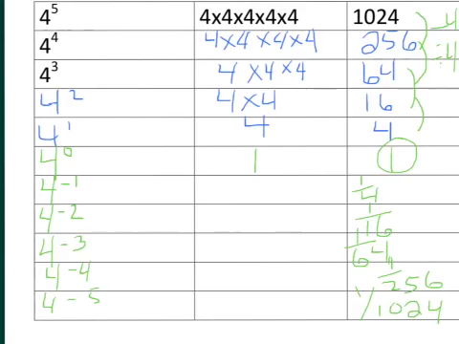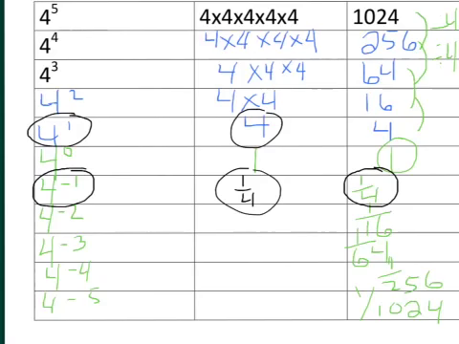So again, in this different base, we see a pattern. 4 to the negative first has a value of 1/4, which is the inverse of 4 to the positive first. 4 is the inverse of 1/4. You see how those relate there. Now 4 to the negative second then would be 1 over 16, which is the inverse of 16, 4 to the second power.